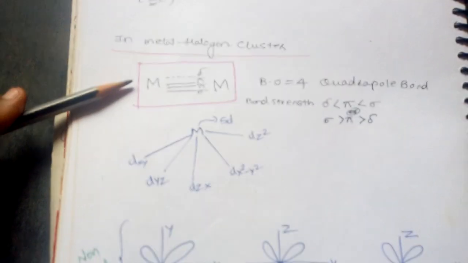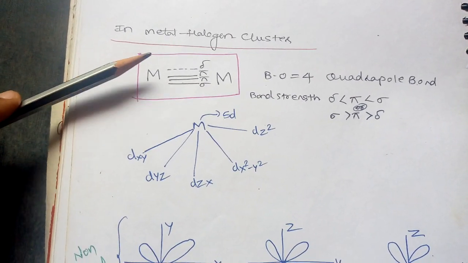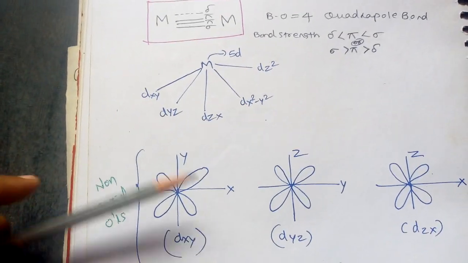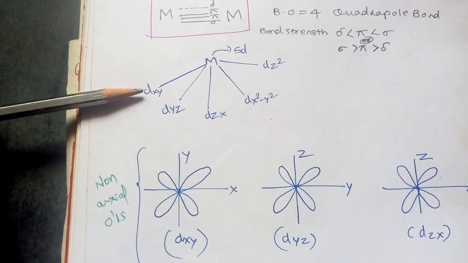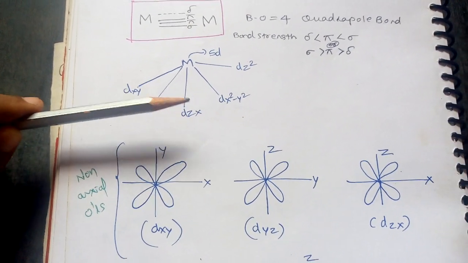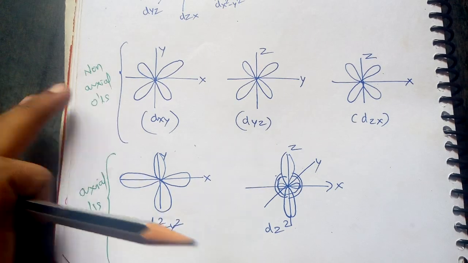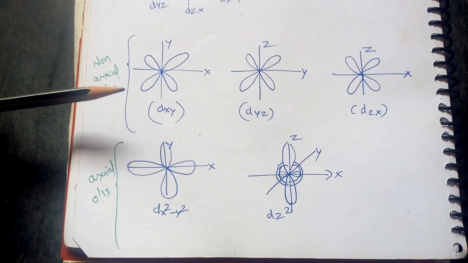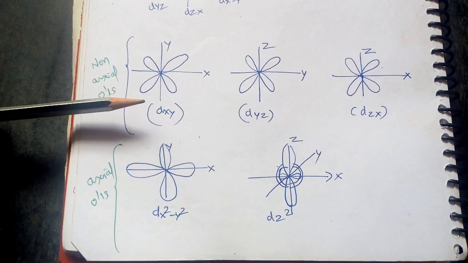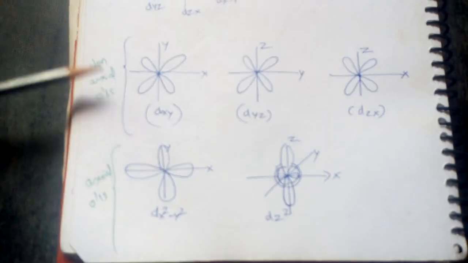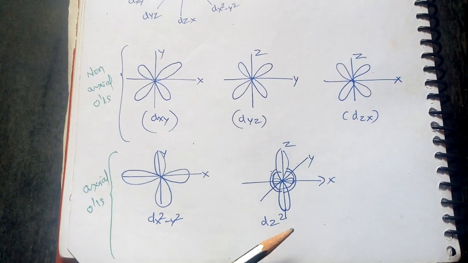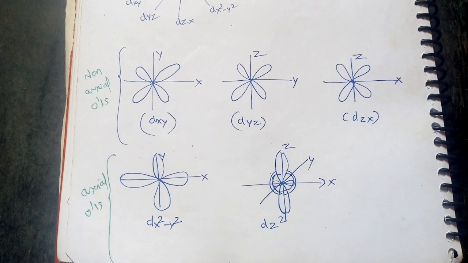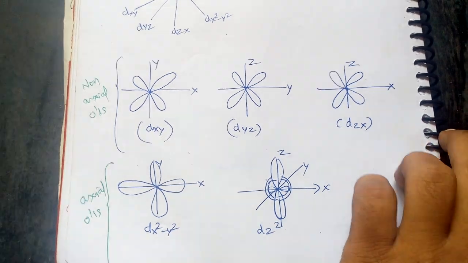First, in metal to metal bonds, we see sigma, pi and delta bonds. In that, first we have to see what the d orbitals are: dxy, dyz, dzx, dx square minus y square, and dz square. Here T2g means three orbitals, dxy, dyz, dzx, which are non-axial orbitals. These are present in between the axes. But dx square minus y square and dz square are eg orbitals. They are present on the axes, that's why they are called axial orbitals.